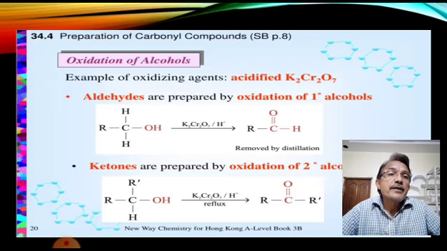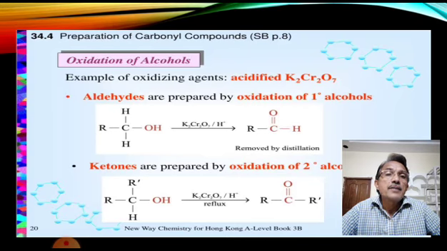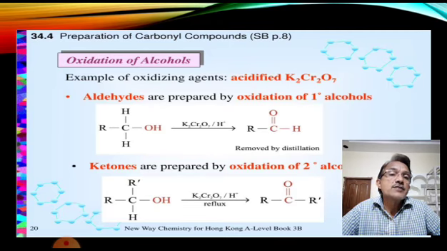Aldehydes are prepared by oxidation of primary alcohols. If the OH group is bonded with a primary carbon, such alcohol is called a primary alcohol. Primary alcohols, upon oxidation with acidified K2Cr2O7, give an aldehyde. That can be seen in the equation. RCH2OH gives rise to RCHO.